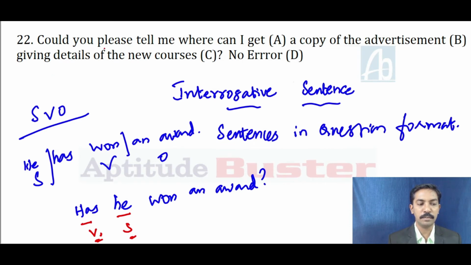That's how it has been placed. Could you please tell me where? Already this is being inverted. Could you please tell me? It's not you could please tell me or please tell me. Rather, could you please tell me? Therefore, here it should be where I can. For this question, the error lies in segment A. Question number 22, the error lies in segment A. The correction is where I can get. The reason, this has already started in an interrogative structure.